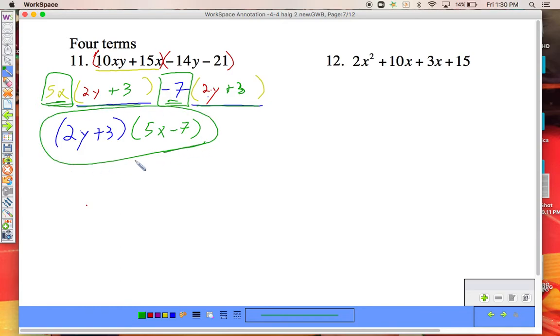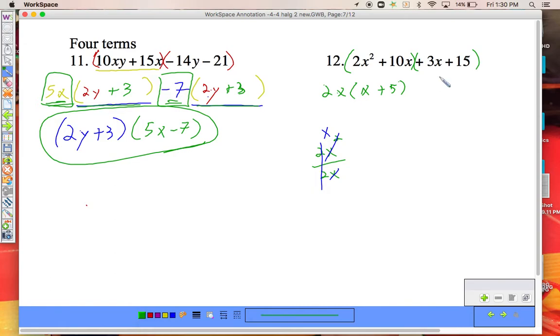All right, looking at number 12, 4 terms, we're going to do the same thing. I'm going to group by 2's. This time I'm going to take a 2x out of the front. If I take out a 2x, I'm going to be left with an x plus 5. And the math, again, is 2x squared divided by 2x. The 2 cancels, and since I have an x squared on top, I cancel out one of them, and I'm left with a single x.